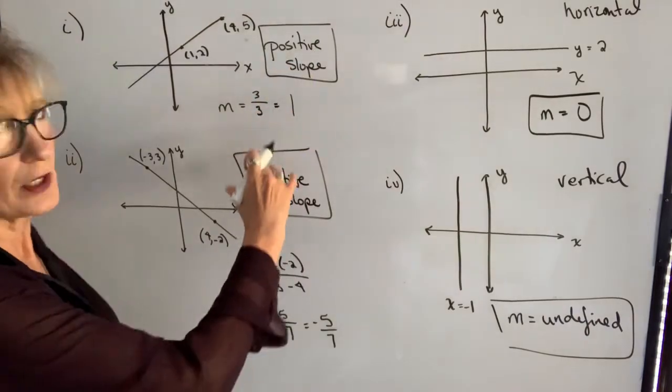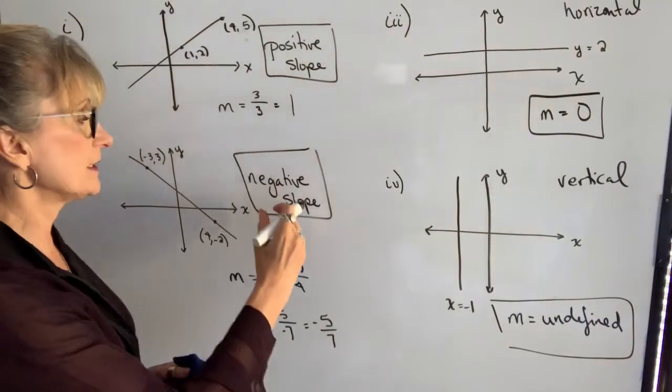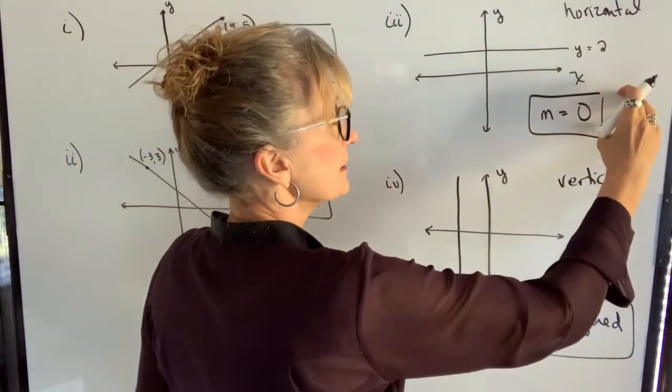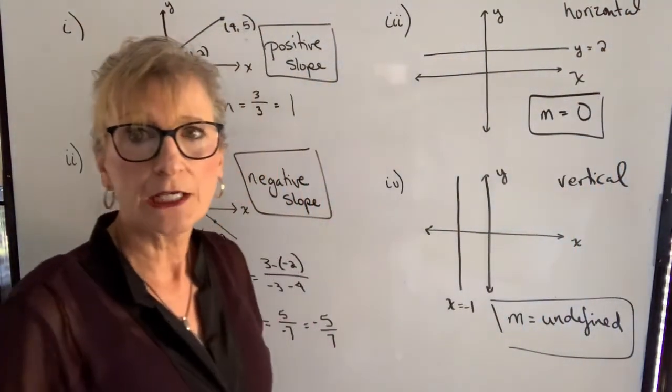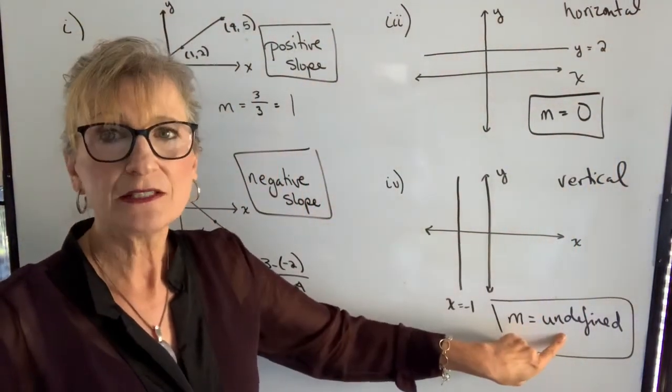So understand these concepts. What does a positive slope mean? What does a negative slope mean? What does a 0 slope mean? It means it has to be a horizontal line. And what does an undefined slope mean? It has to be a vertical line.